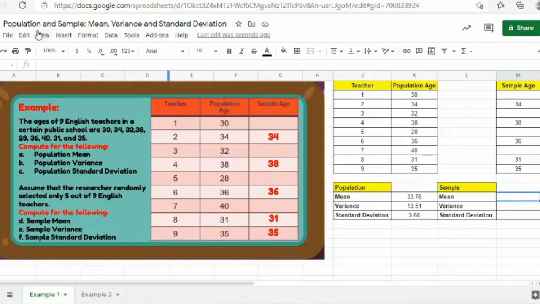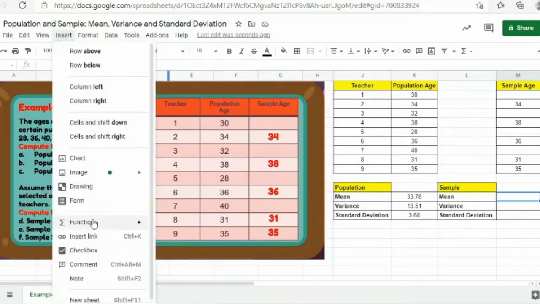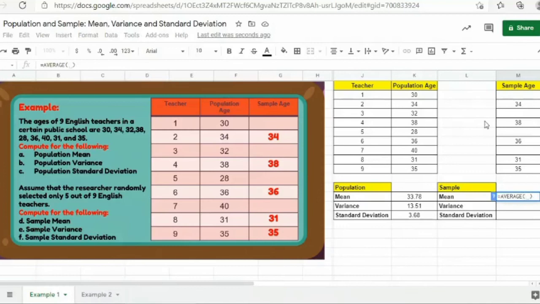Go to mean, then insert, then function, then average, then select this part, and then press enter. So you will have 34.8 for the sample mean.